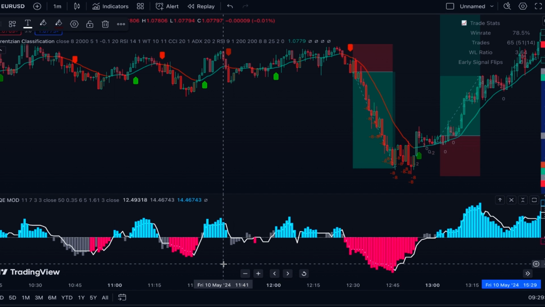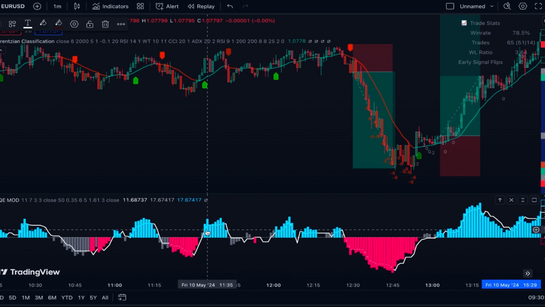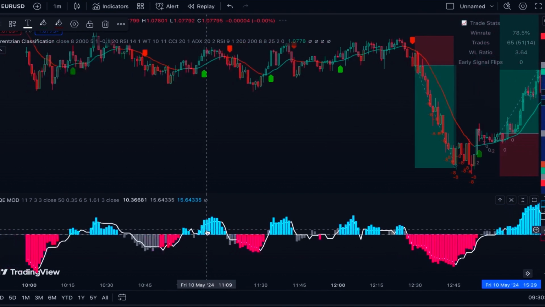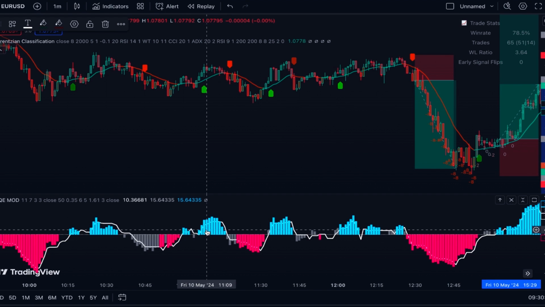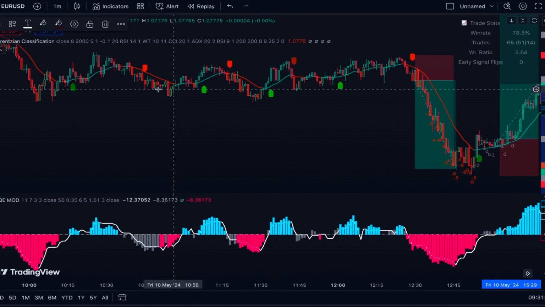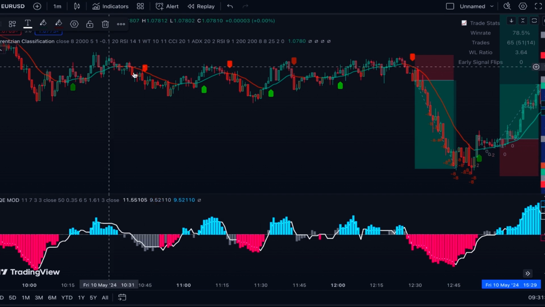So with a little increase of the momentum, it changes from gray to red or blue, as you can see, misleading us and confirming false signals. So we need to have another indicator that we can use in conjunction with QQE, and together they help us in situations like this where we are in an extended range market.